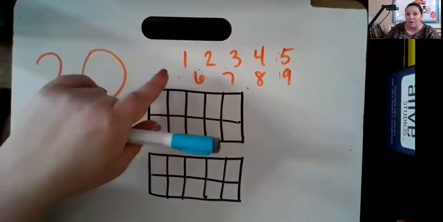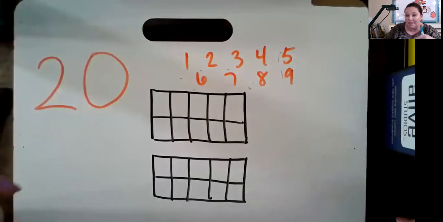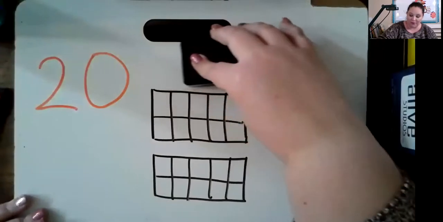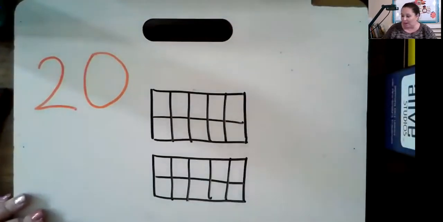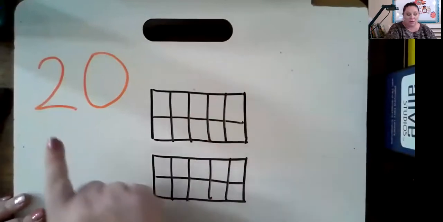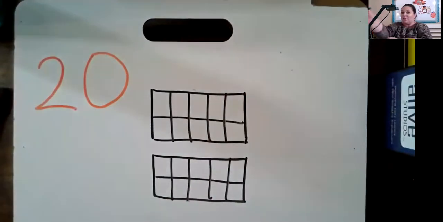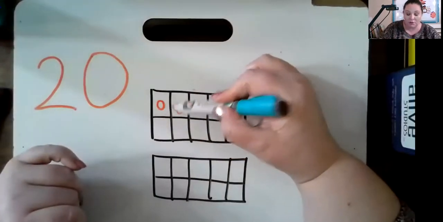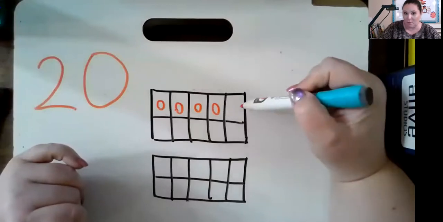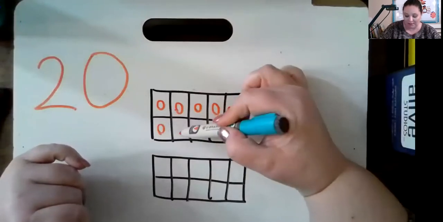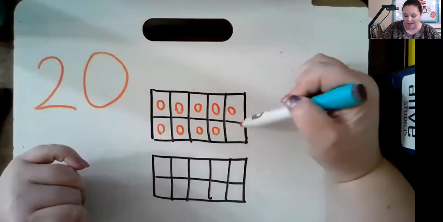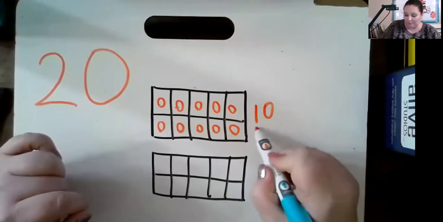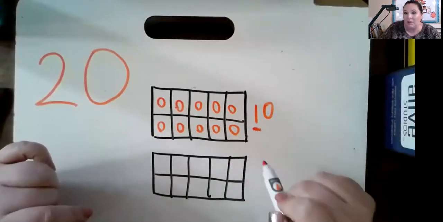Why did we put a 1 in front of these numbers? Because there was one group of 10. Well, guess what? With the number 20, we now will have 2 groups of 10. Let me show you with our 10 frames. Are you ready? 1, 2, 3, 4, 5, 6, 7, 8, 9, 10. So this is 10. One group of 10.